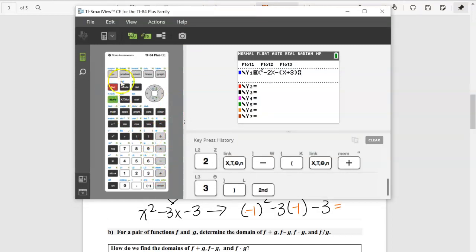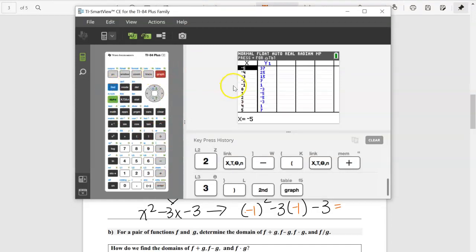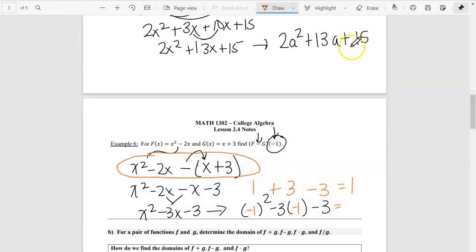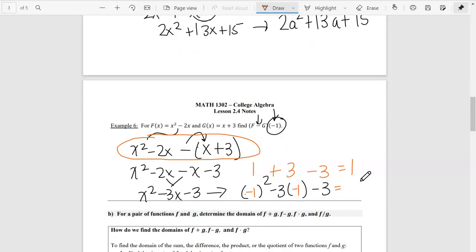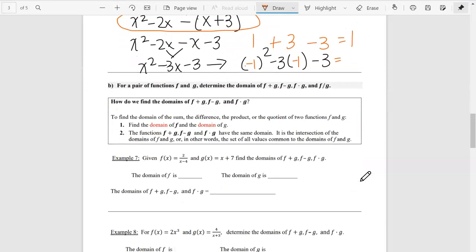Okay, and then I go to second graph. I want to know what negative 1 is, and if you look right across, it's 1. I just think this is a really good tool to make sure that you are checking yourself. That was supposed to be the answer. So we know now that we've got it right because we've got two things that are matching up.